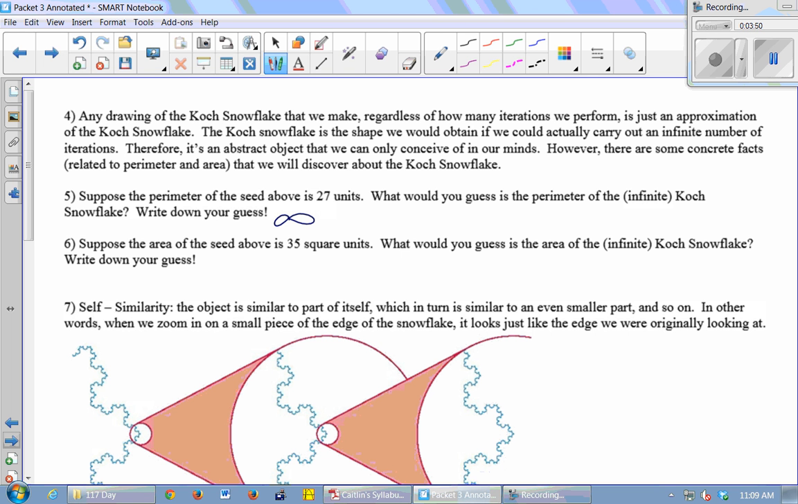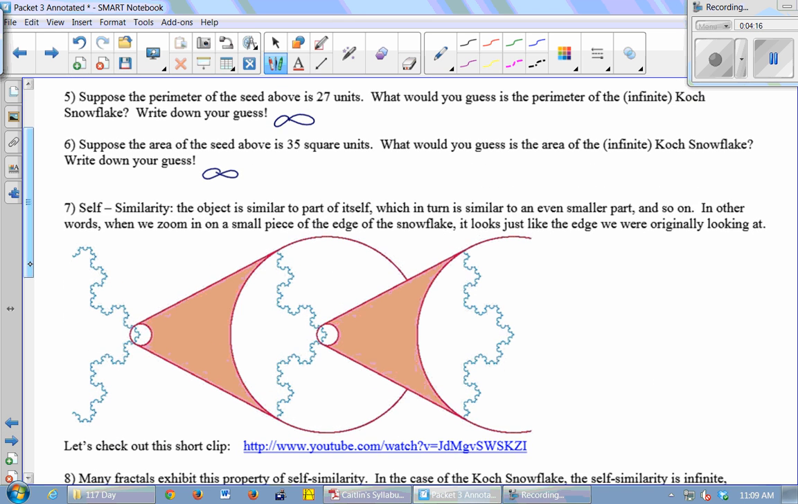Let's say the area of the seed is 35 square units. What would you guess is the area of the infinite Koch snowflake? Infinite? Okay. We keep adding more triangles on, we're adding area, so it seems like the area is just going to get bigger and bigger, right? So we're guessing that because this is an infinite object, we'll have infinite perimeter and infinite area. We're going to come back to these guesses later, and we'll try to reason out if they're right.